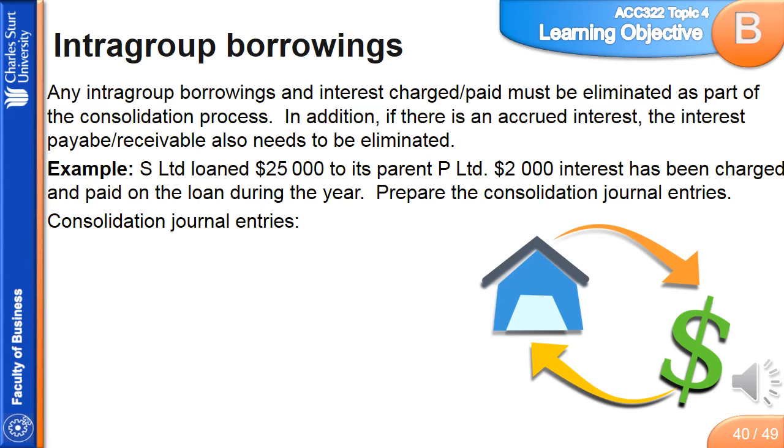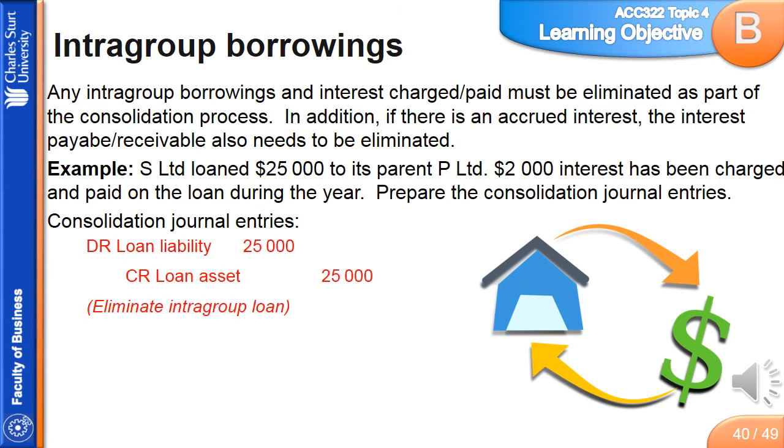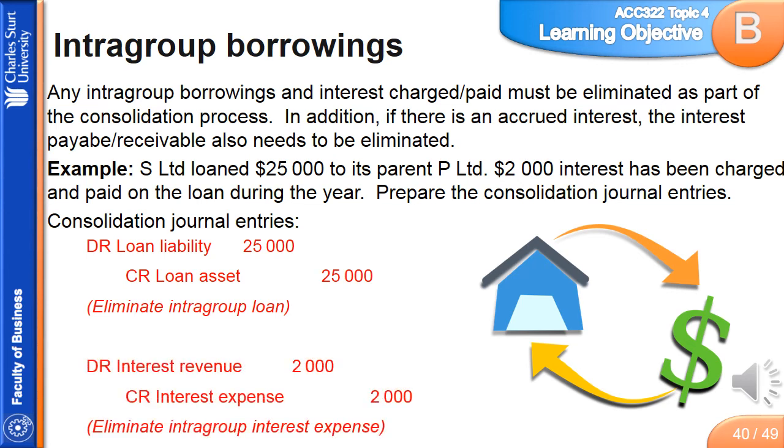P Limited. There was $2,000 interest charged and paid on the loan during the year, and to prepare the consolidation elimination journal entries for this event, we would debit loan liability $25,000 and credit loan asset $25,000, and that reverses the loan amount from both the parent and subsidiary accounts. We also then reverse the interest revenue and the interest expense which was recorded in the parent and subsidiary accounts.